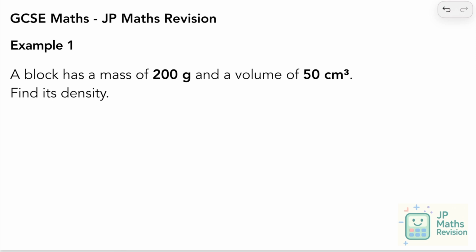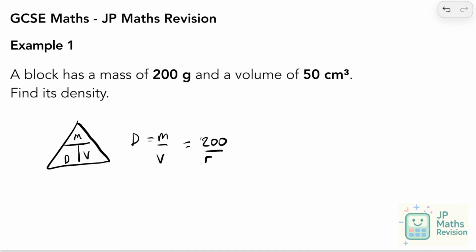So here's an example. A block has a mass of 200 grams and a volume of 50 cubic centimetres. Find the density. So the first thing, if we draw out the triangle, we have density is mass over volume. So if we're trying to find the density, we divide the mass by the volume. So the mass is 200 grams and the volume is 50 cubic centimetres. So 200 divided by 50, that is going to be 4. And the units for that is going to be grams per centimetres cubed.